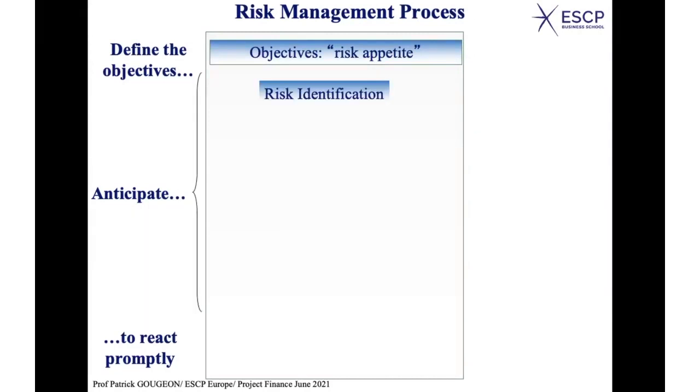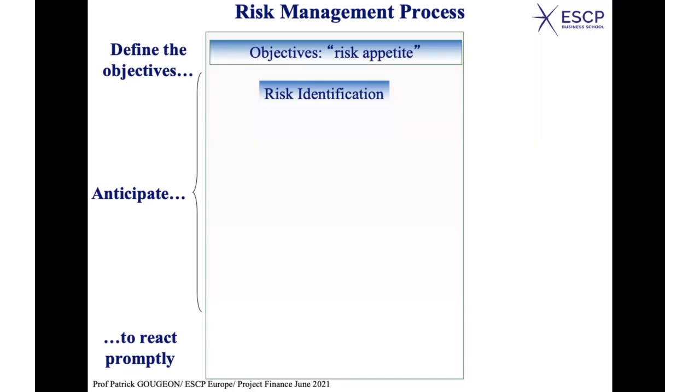So once you have defined your risk appetite, or your willingness to take risk, what are the risks you are exposed to that you need to anticipate? That's risk identification. What are the risks you are exposed to, okay?